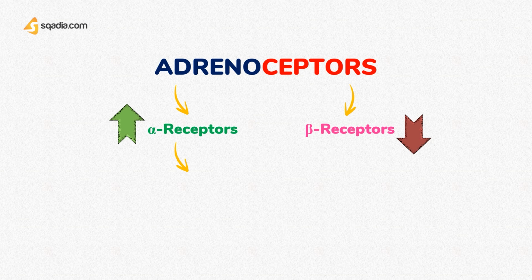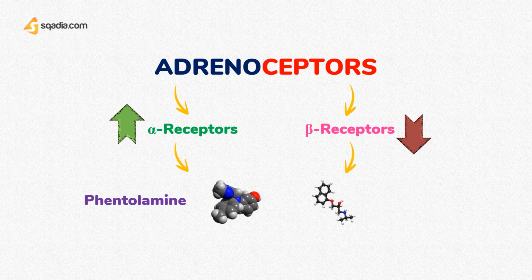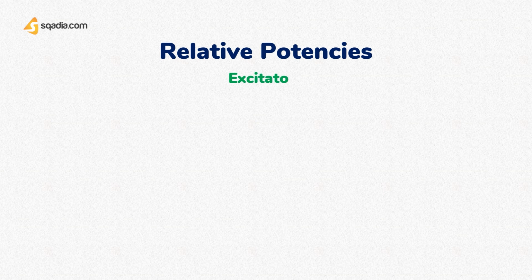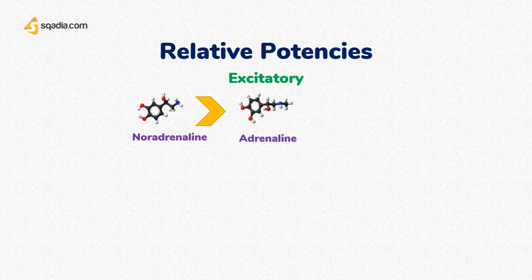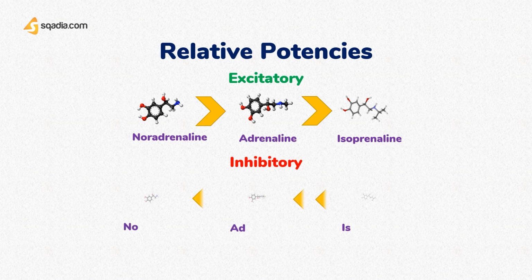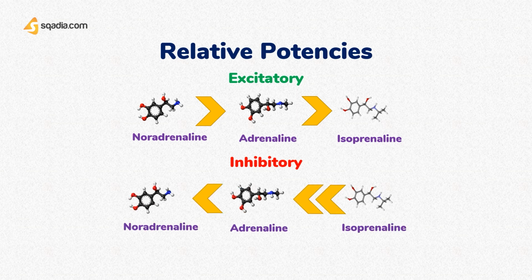Responses mediated by alpha and beta receptors can be distinguished by 1. Phentolamine and propranolol, which selectively block alpha and beta receptors, respectively, and 2. The relative potencies on different tissues of norepinephrine, epinephrine, and isoprenolone. The order of potency is norepinephrine more than epinephrine more than isoprenolone, where excitatory responses are examined, but for inhibitory responses this order is reversed.